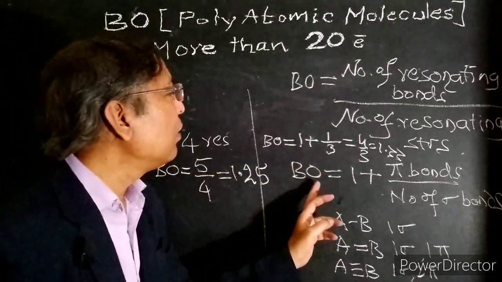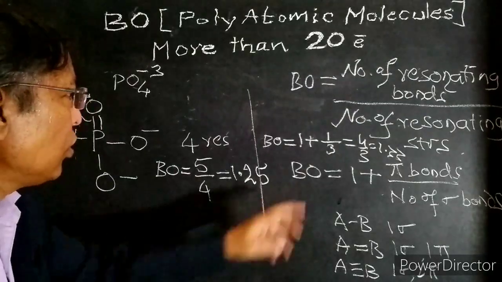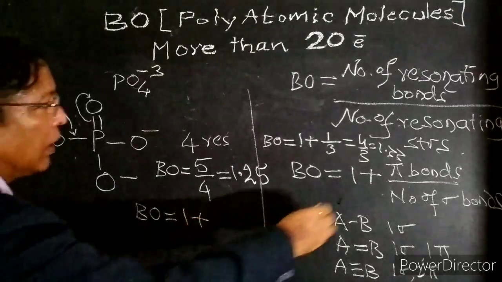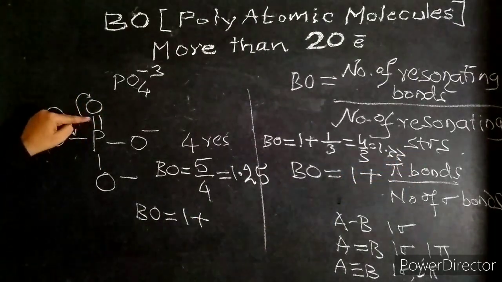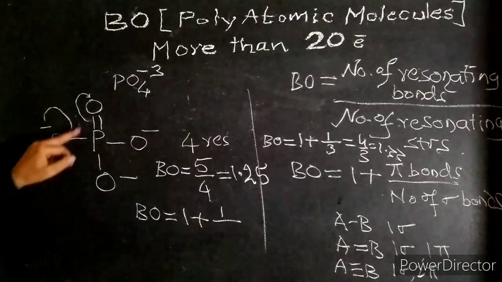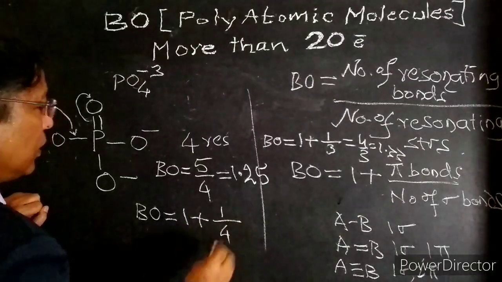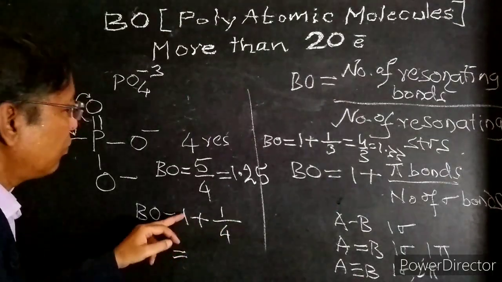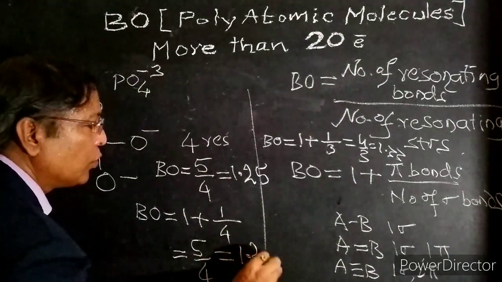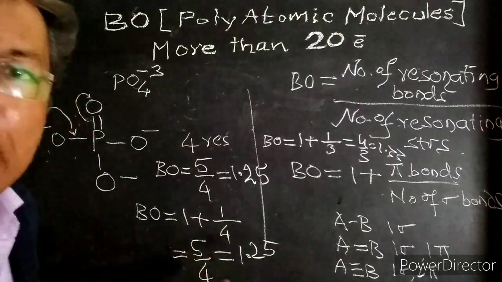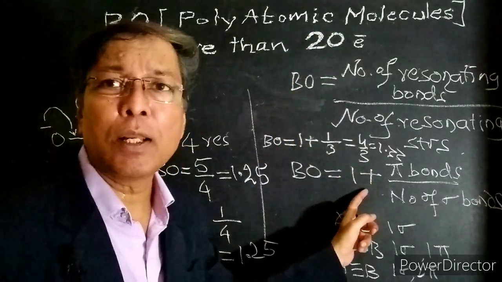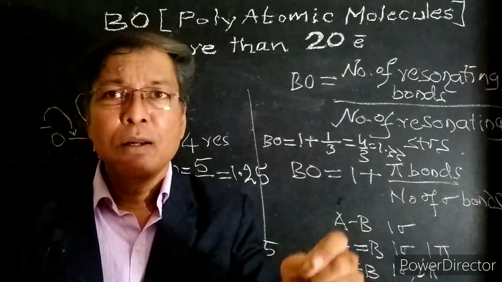If you use this formula, that is bond order equal to 1 plus total number of pi bonds. Here there is 1 pi bond, 1 divided by total number of sigma bonds, 1, 2, 3, 4. So if you simplify this, 4 1s are 4, 4 plus 1, 5 divided by 4. Again it becomes 1.25. So we get the same answer if we use this theoretical formula or this theoretical formula, or you can use the super trick.